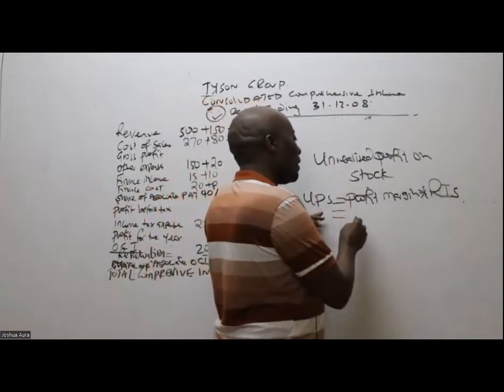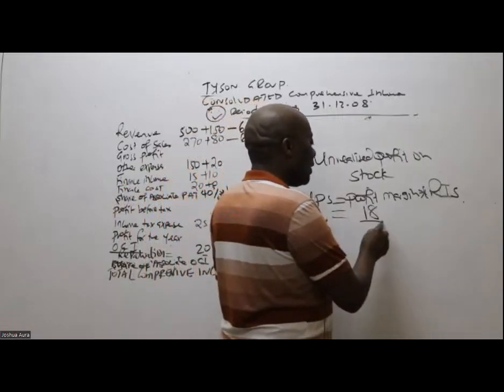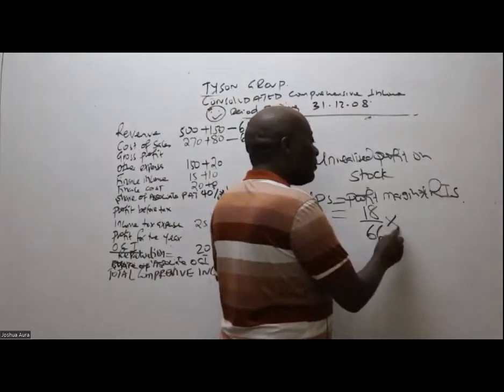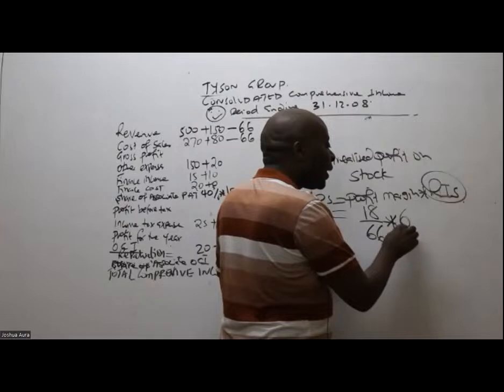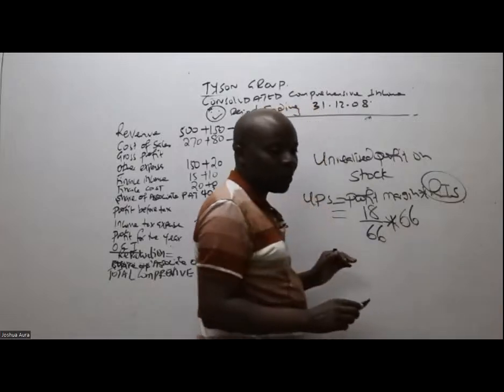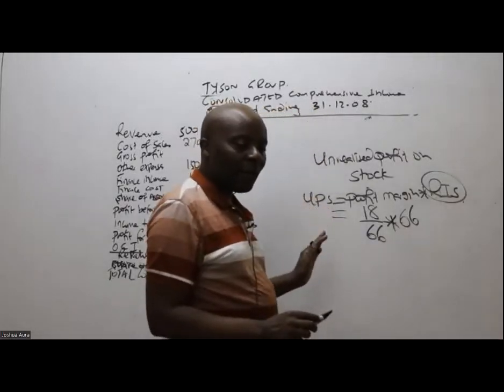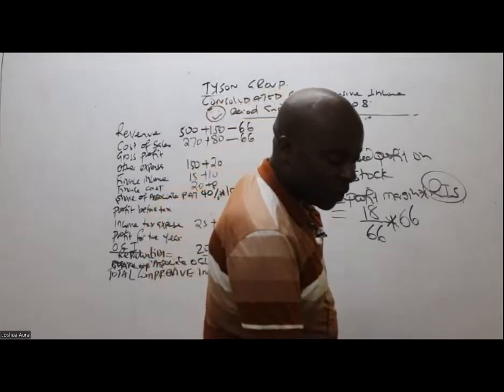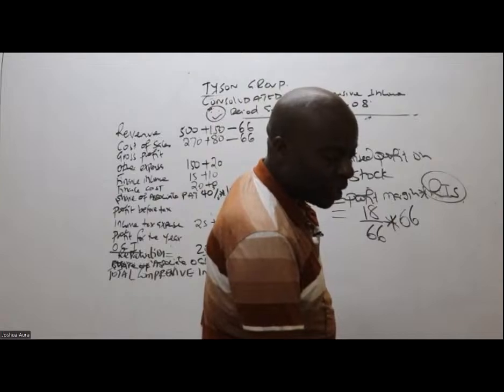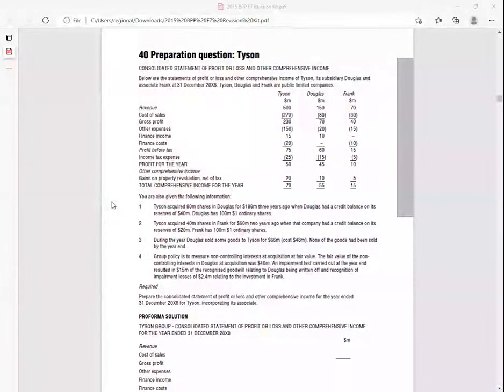And how do we get this unrealized profit on stock? We normally take the profit margin, which is 18 over 66, times the remaining internal sale. There's really nothing that had been taken out. This is what they have told us, ladies and gentlemen.